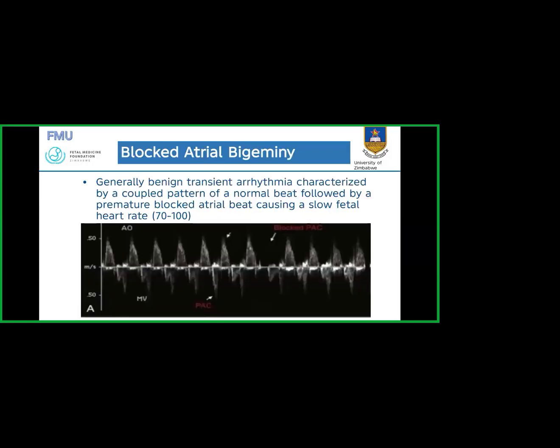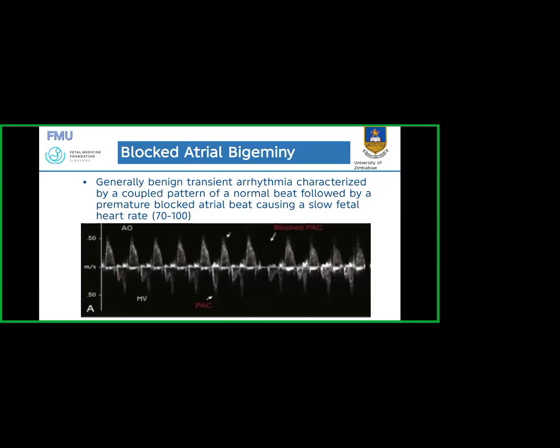So this is an example of a blocked atrial bigeminy. Generally, it's a benign transient arrhythmia characterized by a coupled pattern of a normal beat followed by a premature blocked atrial beat, causing a slow fetal heart rate.